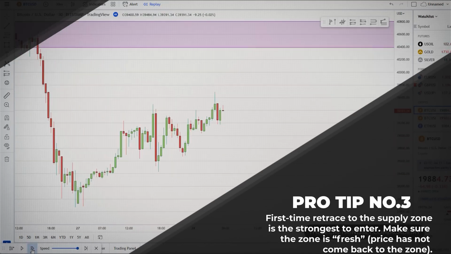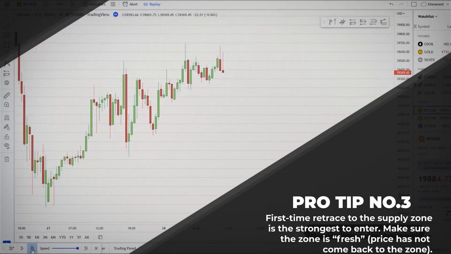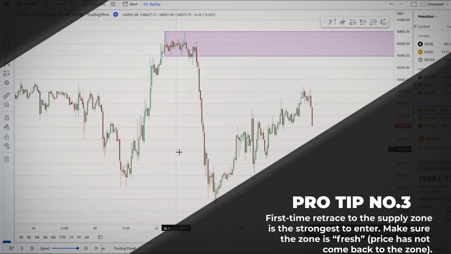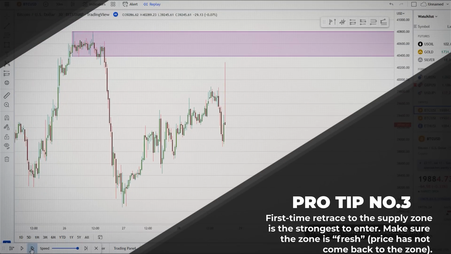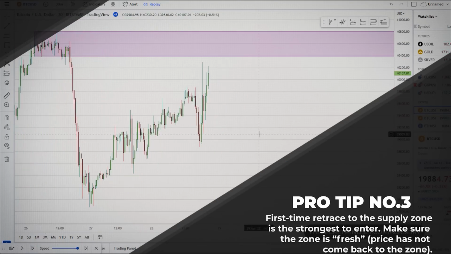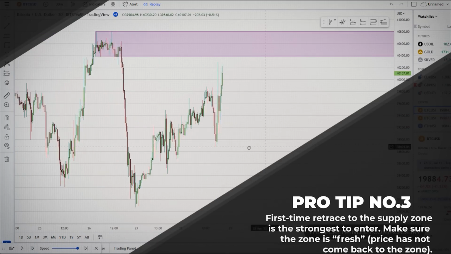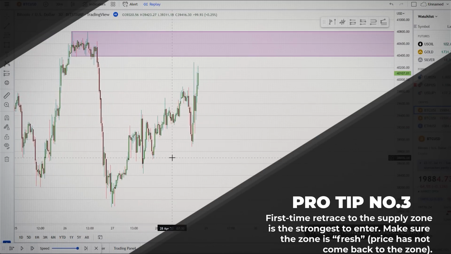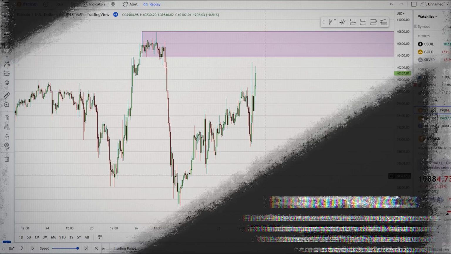Always make sure the zone is still fresh, which means that after the initial creation of the zone, price has not come back to it yet. Each time price revisits a supply zone, more and more previously unfilled orders are filled, and the level is weakened.